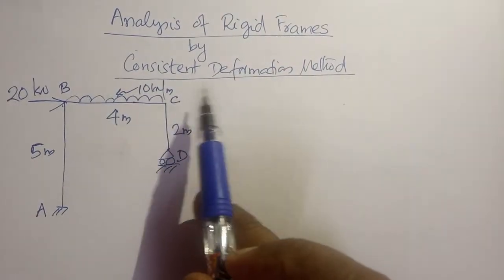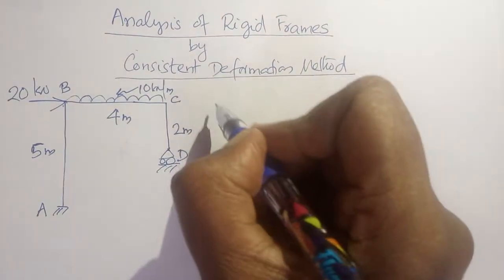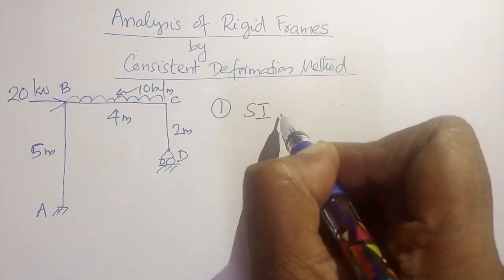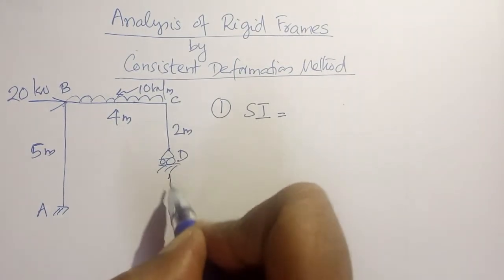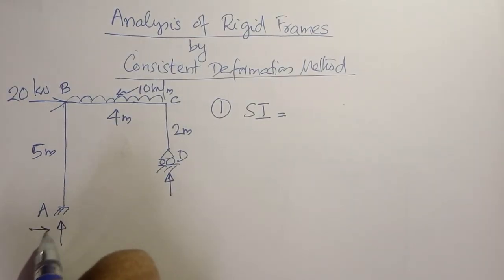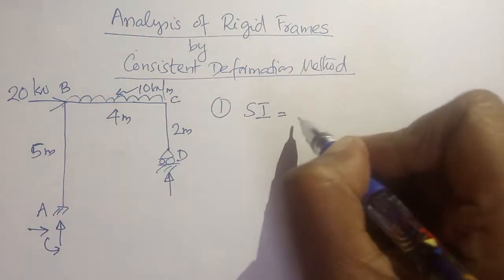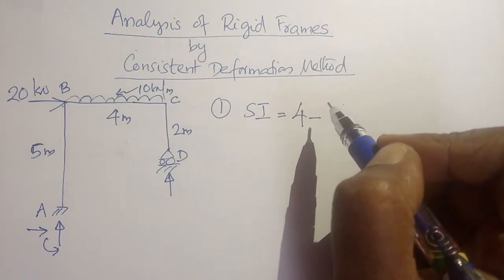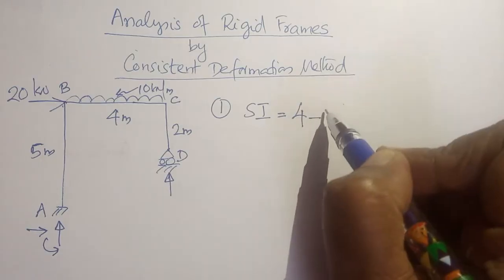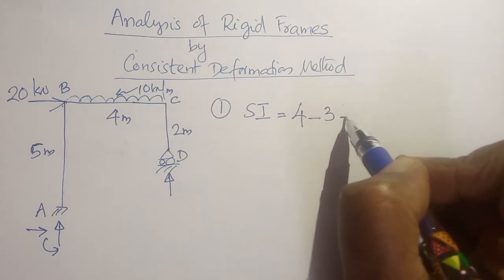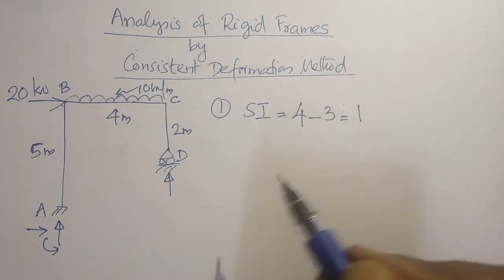Analysis of rigid frames by constant deformation method. Step 1. Identify the static indeterminacy of the structure. So the unknown reactions are 1, 1, 2, 3. So altogether 4 unknowns. And for being a frame, we have to consider all the 3 equations of equilibrium: sigma V equals 0, sigma H equals 0 and sigma M equals 0. So the indeterminacy is 1.